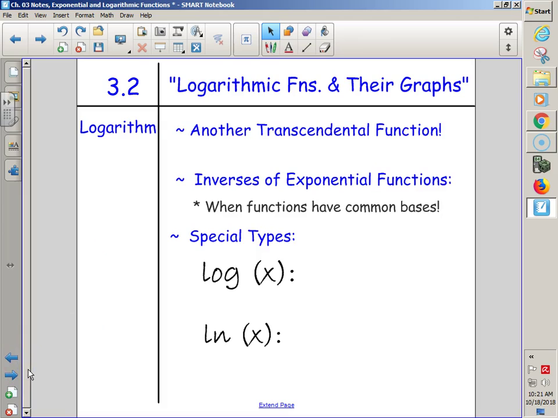3.2 is logarithmic functions, that's A, and their graphs, B. So if you want, as far as matching it up with homework, that's going to be section A, and then the graphing part is section B. All right, here we go.